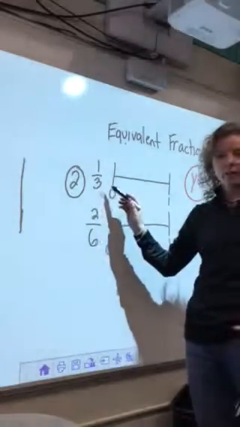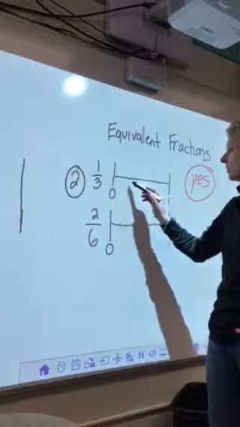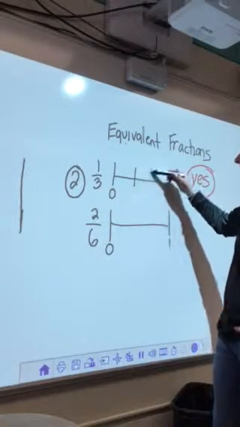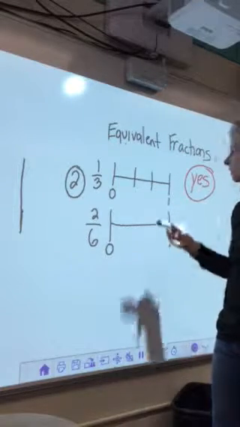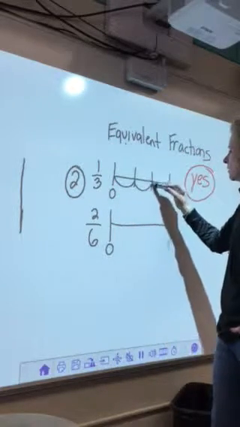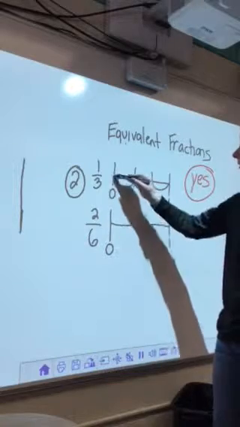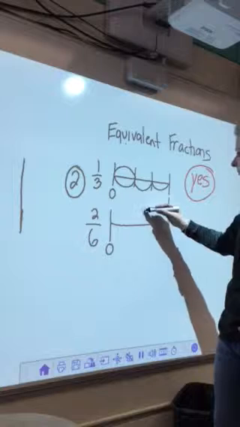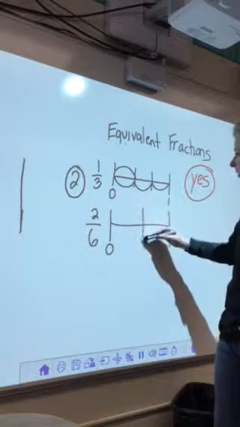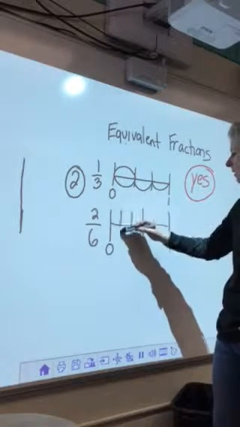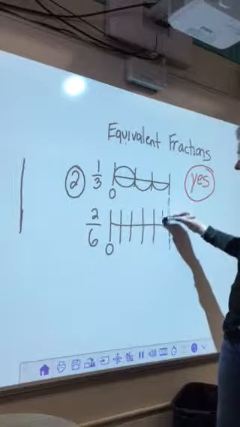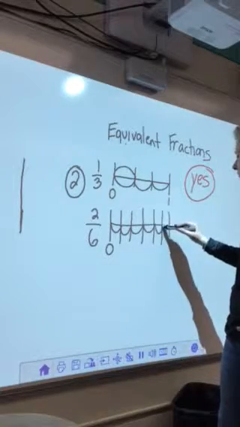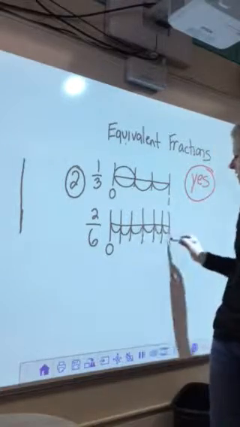How many parts will you break this number line into? The bottom number tells you 3. Are those 3 equal parts? Let's check. 1, 2, 3. And the numerator, 1. How about this one? I'll try to see if this is 6 equal parts. 1, 2, 3, 4, 5, 6. That's pretty good, huh? 6 equal parts.